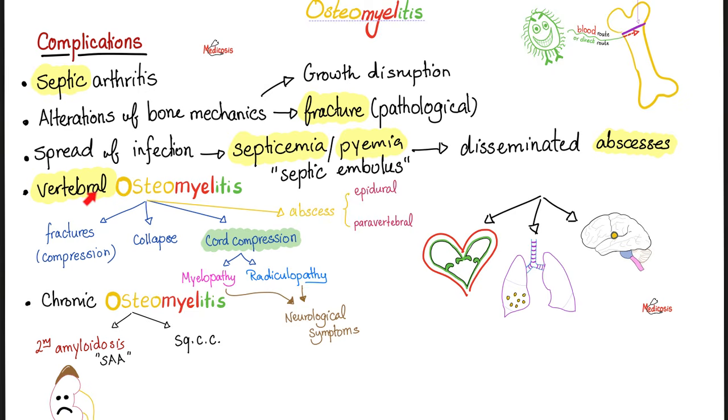Can I go to the vertebra? Yes, and this is called vertebral osteomyelitis. Very dangerous. It can fracture the vertebra, collapse you, compress the cord, causing myelopathy and radiculopathy. Myelopathy is when you destroy the spinal cord itself. Radiculopathy is when you destroy the spinal nerves as they are exiting from the spinal cord.